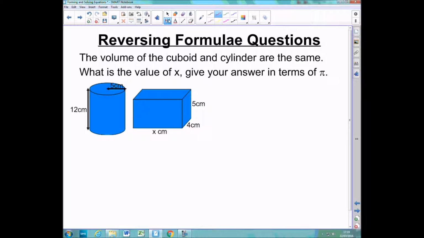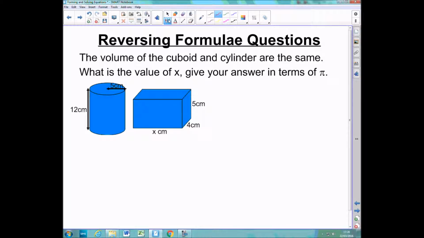So the question here is telling me that the volume of the cuboid and the cylinder are the same. So I need to know what the value of x is, and I want to give my answer in terms of pi. So if you're not sure in any of these terms, first off, you might want to have a little look at the circles video. That might help you to understand what it means by in terms of pi. And also, if you're not sure about how to find volume, again, you could have a little look at that video as well before you come back to this.